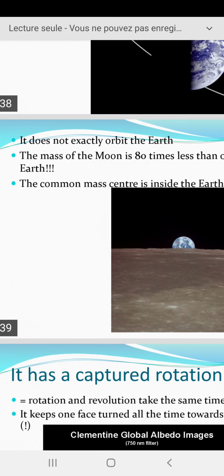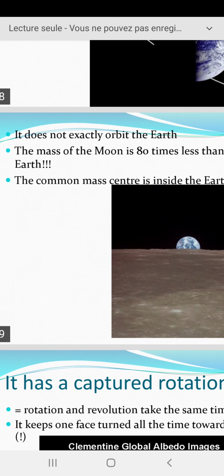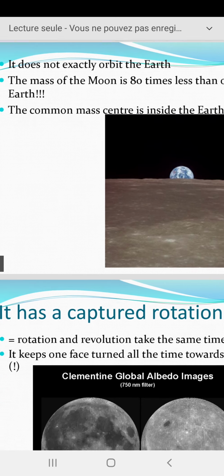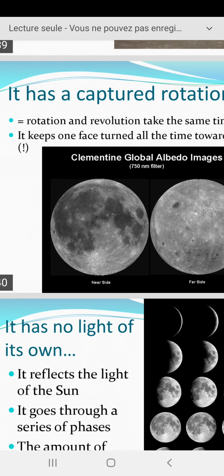Of course, this was too much debated. Some people said that it was a lie, but no one really knows. It doesn't exactly orbit the Earth. No, I don't want to go into this.